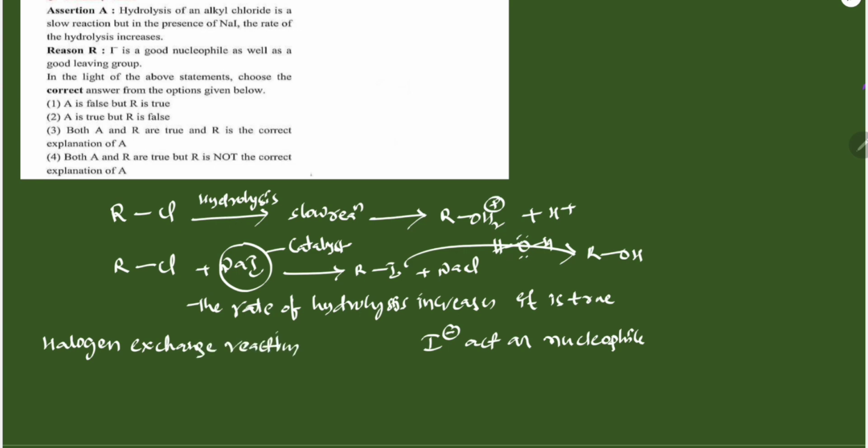The name of the reaction is the Finkelstein reaction. It is a halogen exchange reaction, the Finkelstein reaction, used to prepare alkyl iodide from alkyl chloride and alkyl bromide.